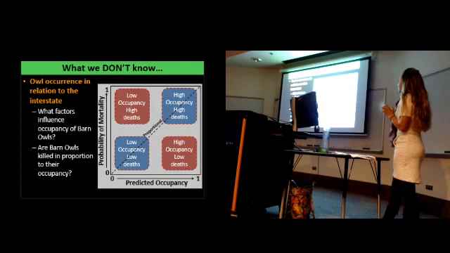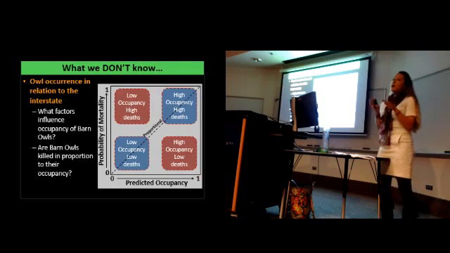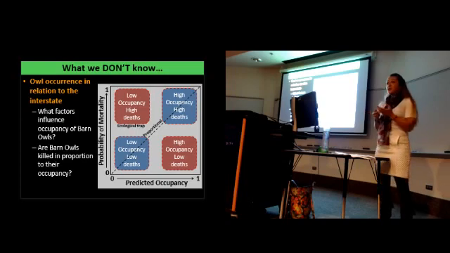First, one scenario is that we might have extremely low occupancy in regions surrounding the interstate, but extremely high mortality rates on adjacent interstate segments. And that might indicate that the interstate is functioning as an ecological trap, where barn owls are attracted across long distances to hunt along the interstate or for whatever reason, and then are struck and killed.